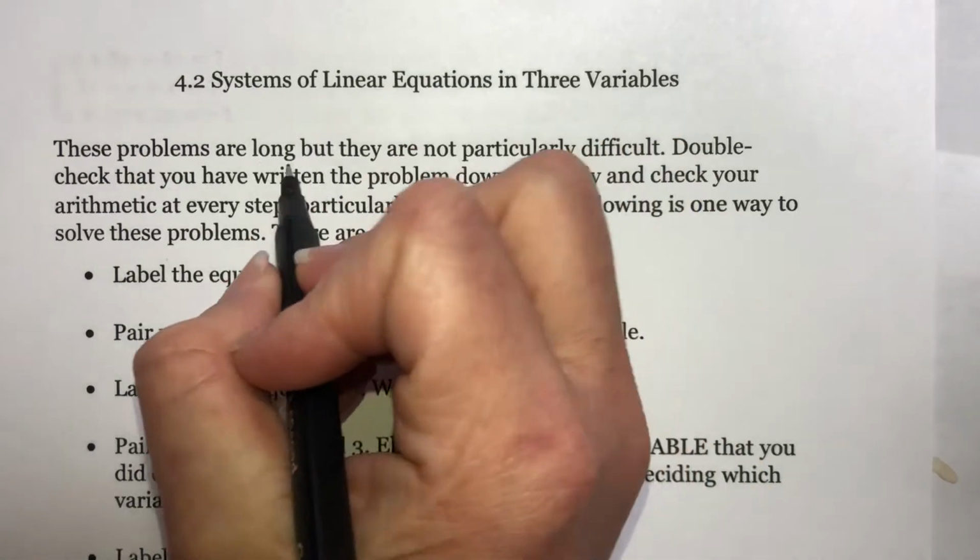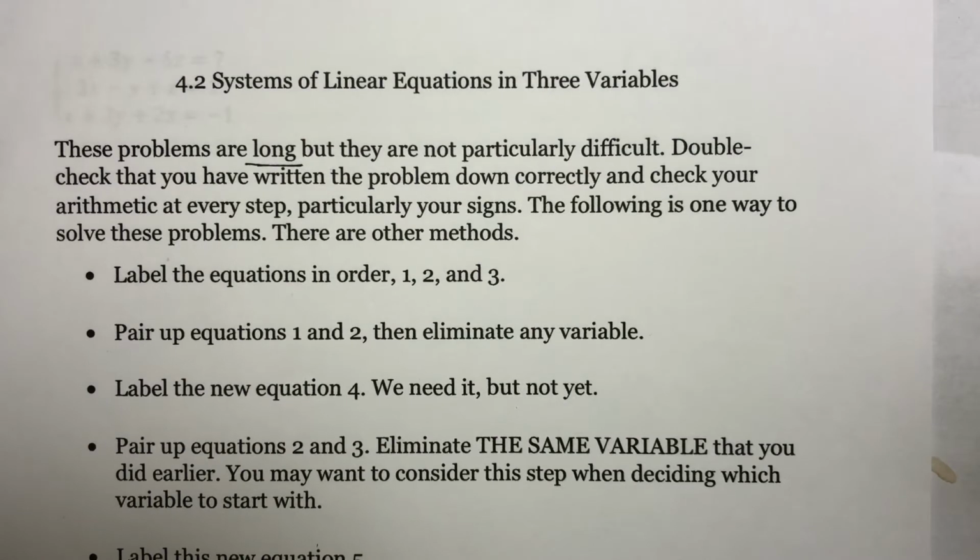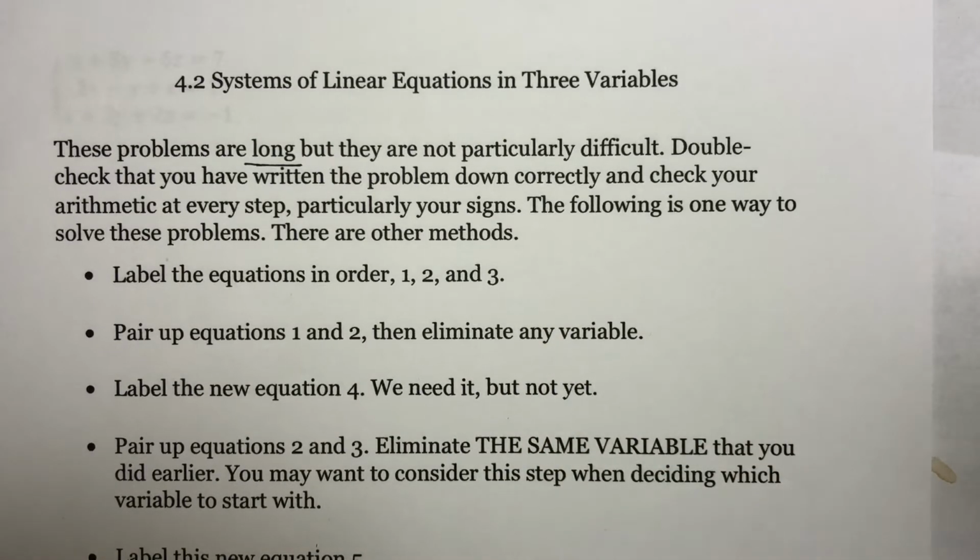These problems are definitely long, but they are not particularly difficult. I don't think you're going to have any trouble understanding every single step, but you definitely need to be careful and double check everything, particularly your signs. If you make one mistake, it can blow up on you, okay? I'm going to be giving you one method, one path through these problems. This is not the only path, okay? But this will keep you from working yourself in circles, which is also very easy to do, okay?